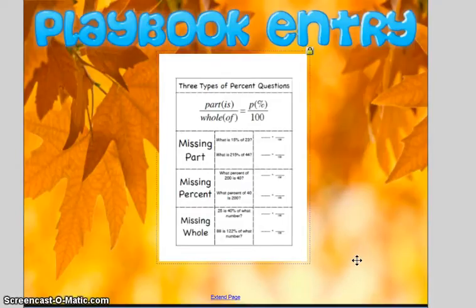If you do have it, you need to pause the video, take your scissors and cut along the outer black line, and then glue the section down into page 35 of your playbook.